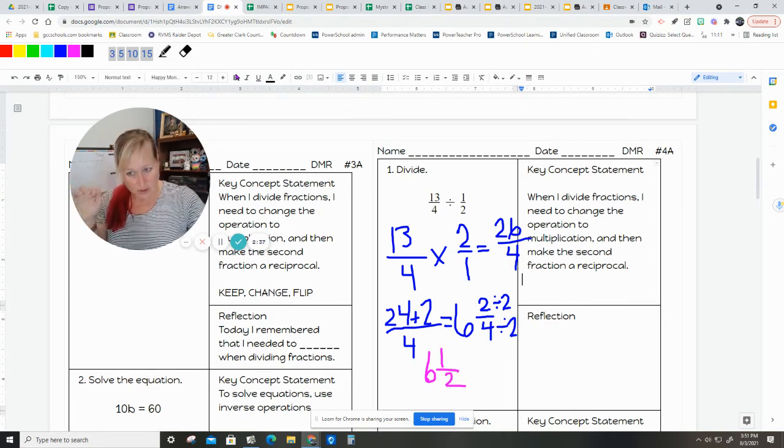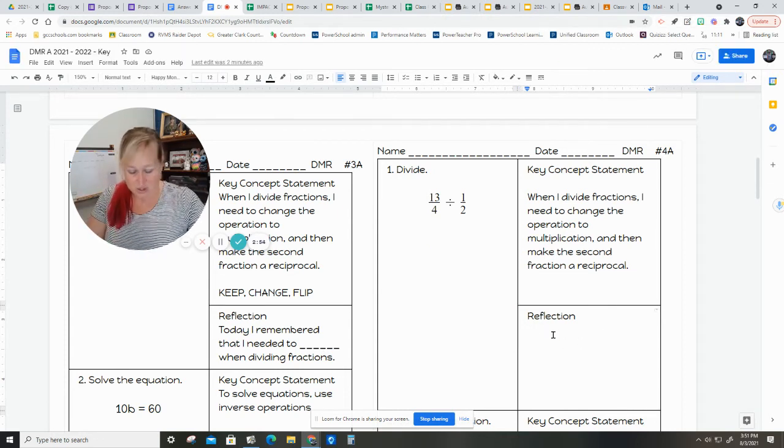Now, do you have to copy my reflection? No, ma'am. No, sir. You know that you do not have to. But I am going to type in my reflection. Hopefully you'll be able to see it. If you need to pause to copy this down, feel free.